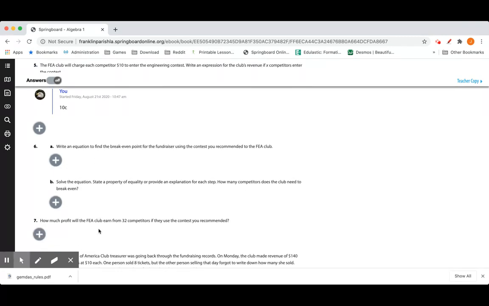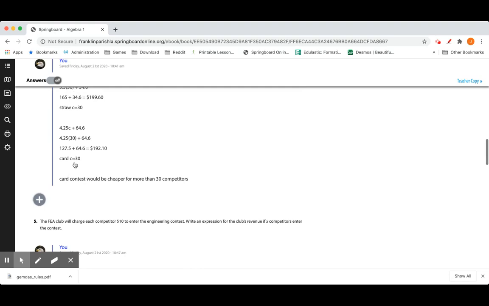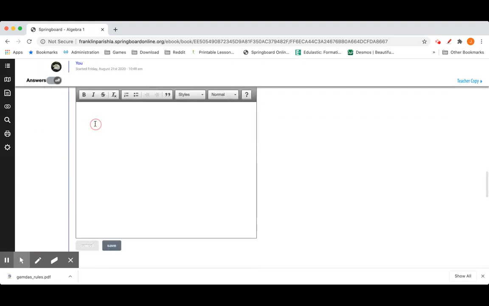Part 6. A. Write an equation to find the break-even point for the fundraiser using the contest that we recommended to the FEA club. We recommended the card contest, so 425C plus 64.6.